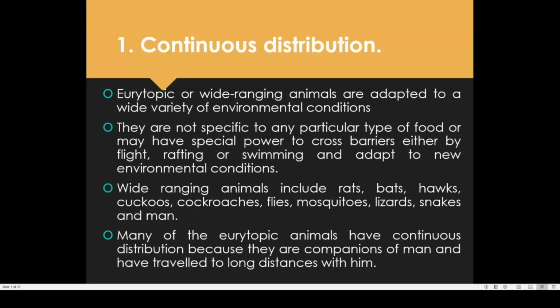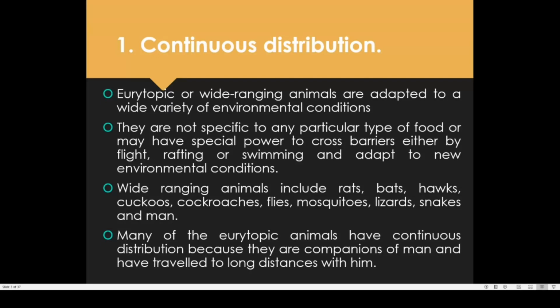So these animals are present everywhere, and there is one important reason: they are highly adaptable. Because of their high adaptability, these animals are capable of surviving in a wide range of environments. So they are able to survive in different environmental conditions, and because of that, in most of the continents we can find these animals. Such animals which are present worldwide, or in almost all parts of the world, are known to exhibit continuous distribution.